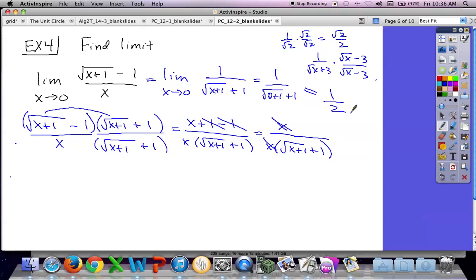So that's the rationalizing technique. Multiply by the conjugate that's going to get rid of that radical wherever it is.